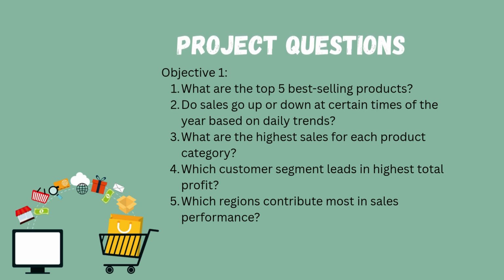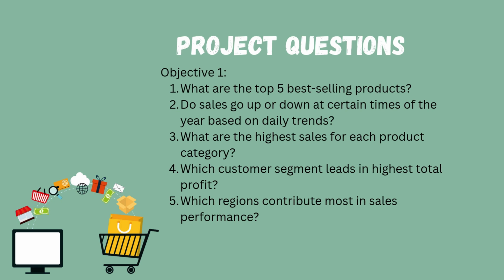For the project questions for Objective 1, first, what are the top 5 best-selling products? Second, do sales go up or down at certain times of the year based on daily trends? And third, what are the highest sales for each product category?